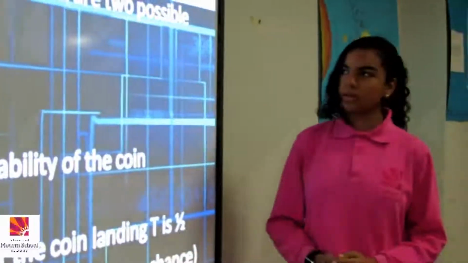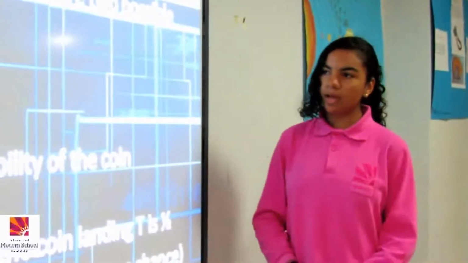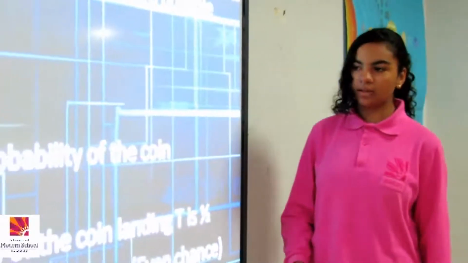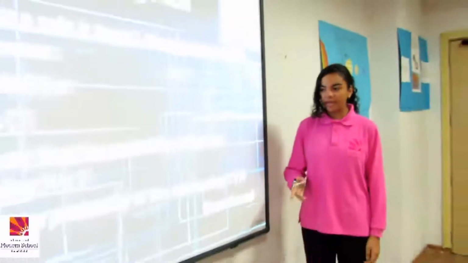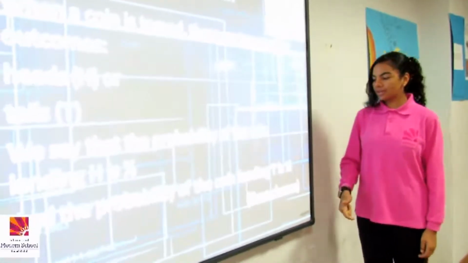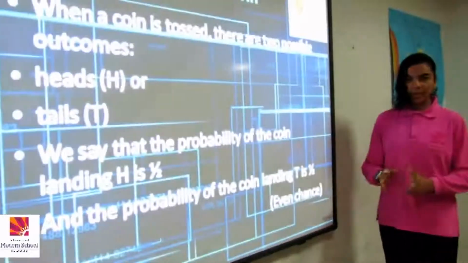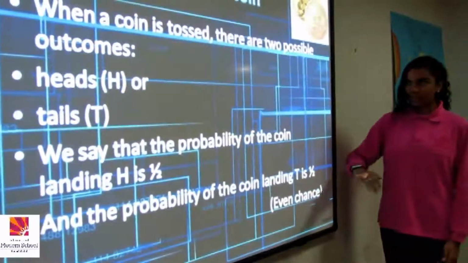When a coin is tossed, there are two possible outcomes, heads or tails. We say that the probability of the coin landing on heads is half, and also the probability of the coin landing on tails is half. So both of them are half, so that means even chance.